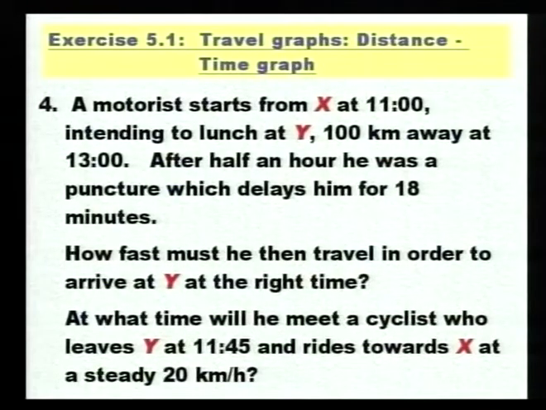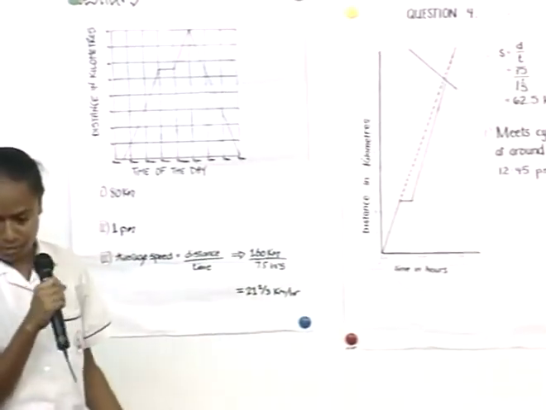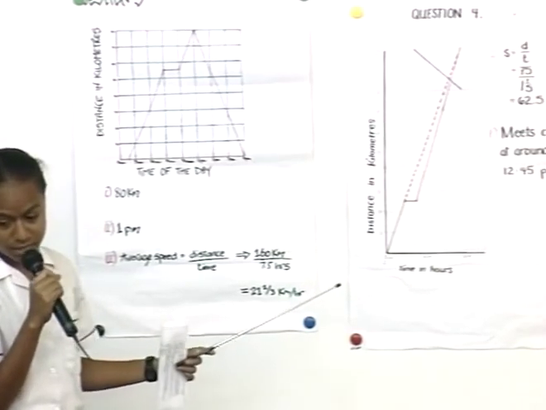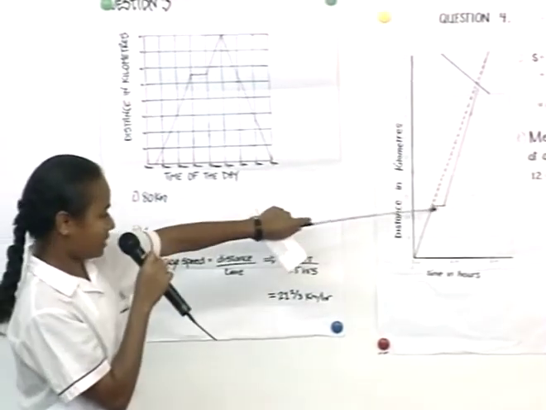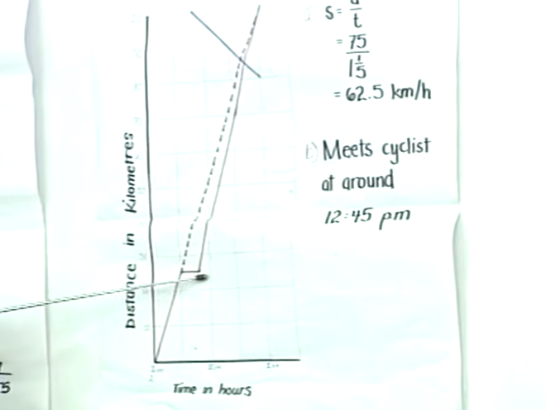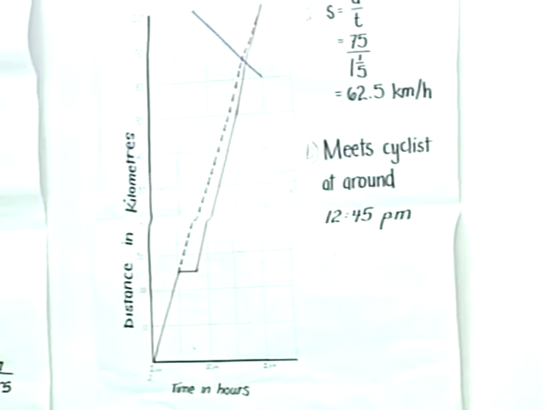Question 4 reads, a motorist starts from X at 11, which is here, intending to arrive at Y 100 kilometers away at 13, which is 1 p.m. here. After half an hour, he has a puncture which delays him for 18 minutes, from here to here. So the first question reads, how fast must he then travel in order to arrive at Y at the right time?